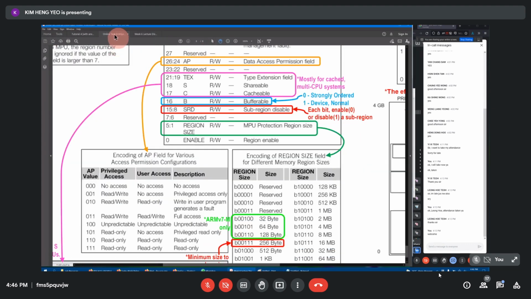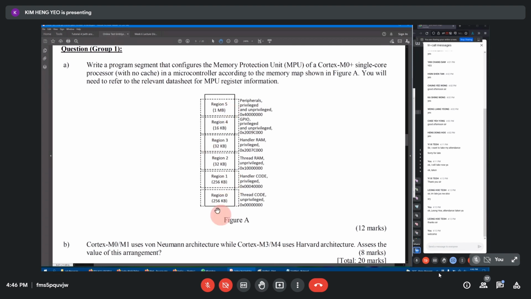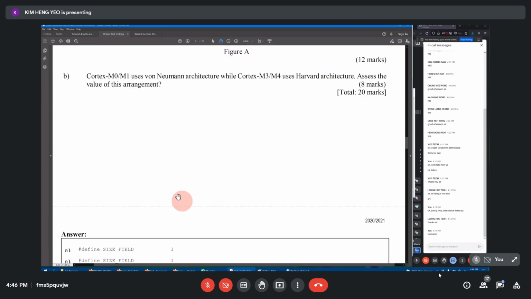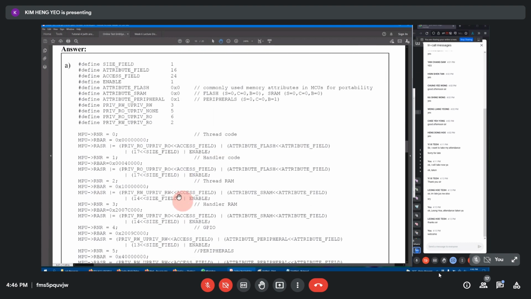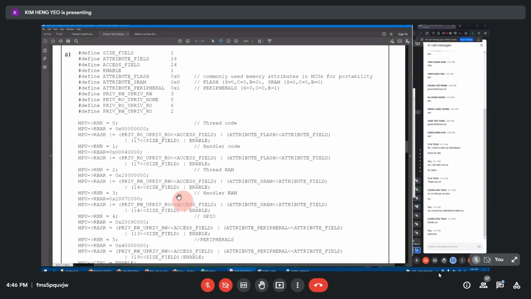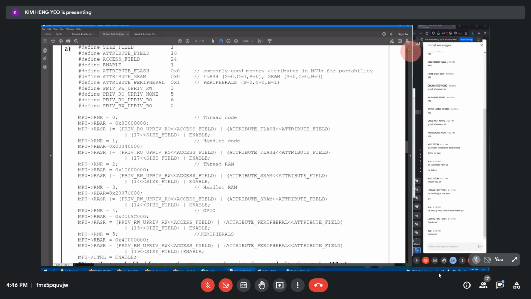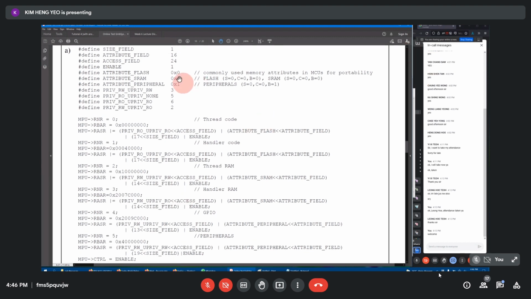You've got 6 regions, so we need to do it 6 times. Let's look at the answer. First, you select region 0, set the base address and set the attribute and size. Then region 1, region 2, region 3, region 4, region 5. And finally, once you are done, the last step is to enable the MPU.